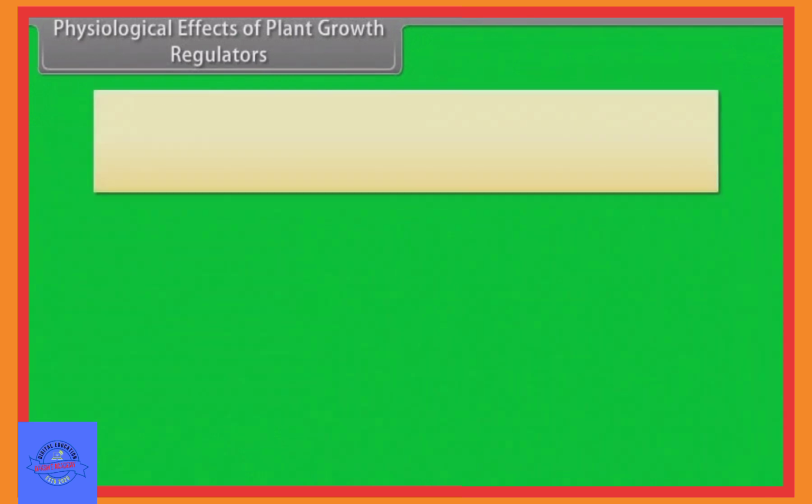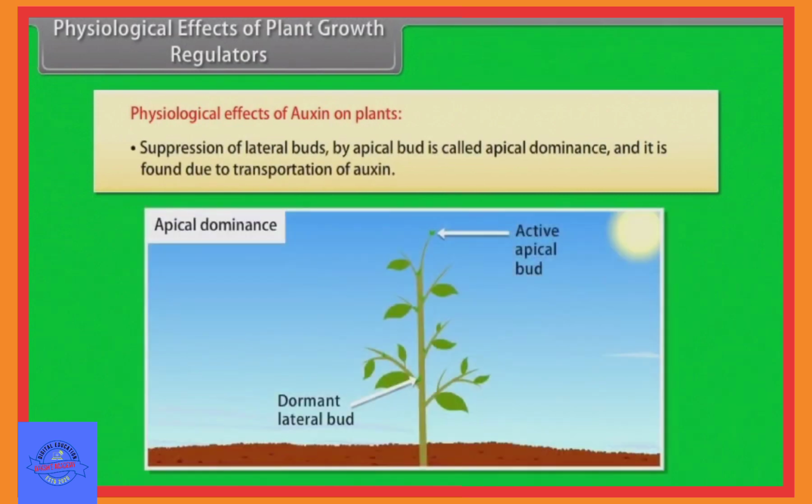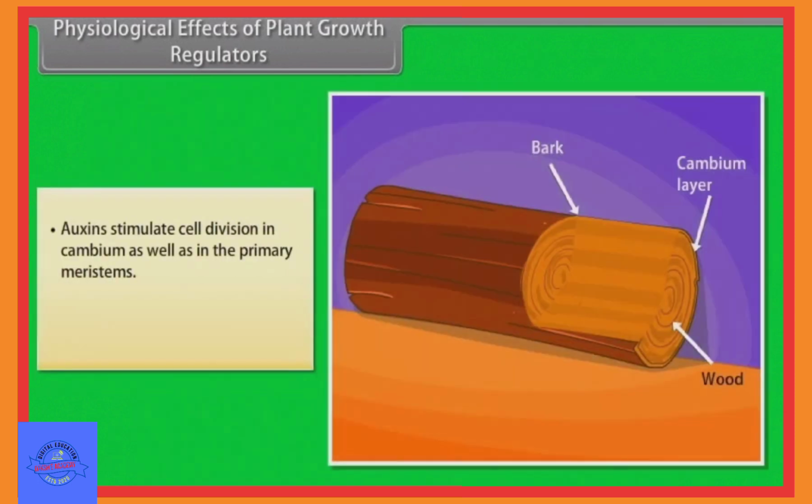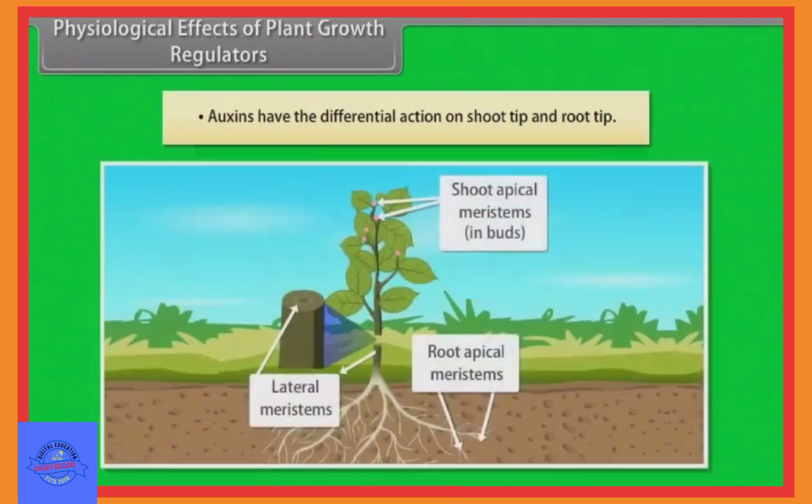Physiological effects of auxin on plants. Suppression of lateral buds by the apical bud is called apical dominance, and it is found due to transportation of auxin. Auxin stimulates cell division in the cambium as well as in the primary meristems. Cell elongation is an important role played by auxins. Auxins have a differential action on shoot tip and root tip.